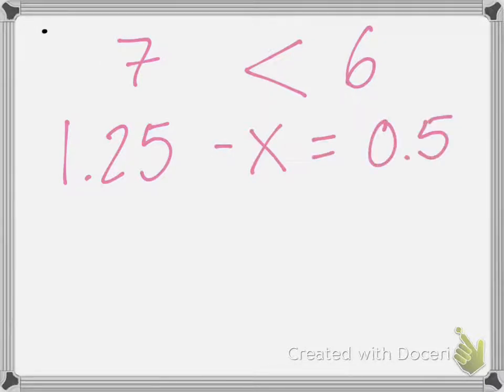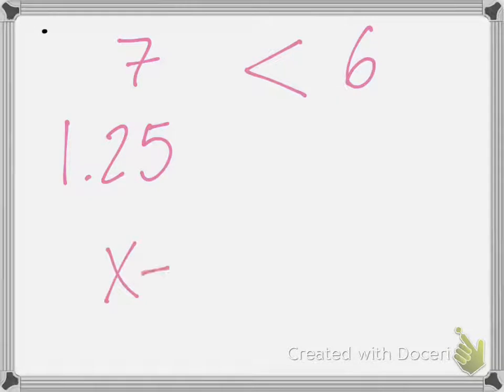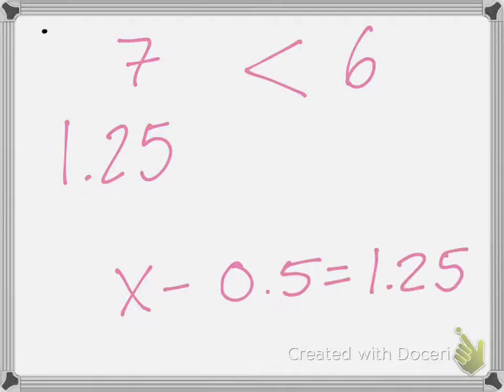What do we think? No, we're almost there, though. What do we have, Elsie? I got x minus 1.25 equals 0.5. So, not that one. Let's see. What do you have, Michelle? x minus 0.5 equals 1.25. Yes. This is correct.